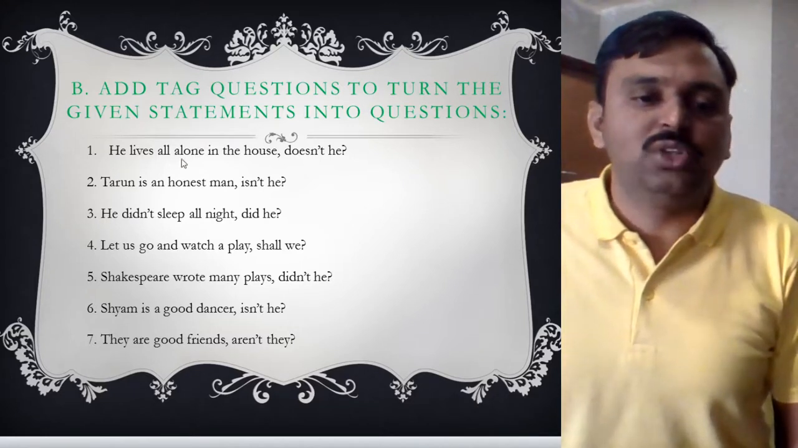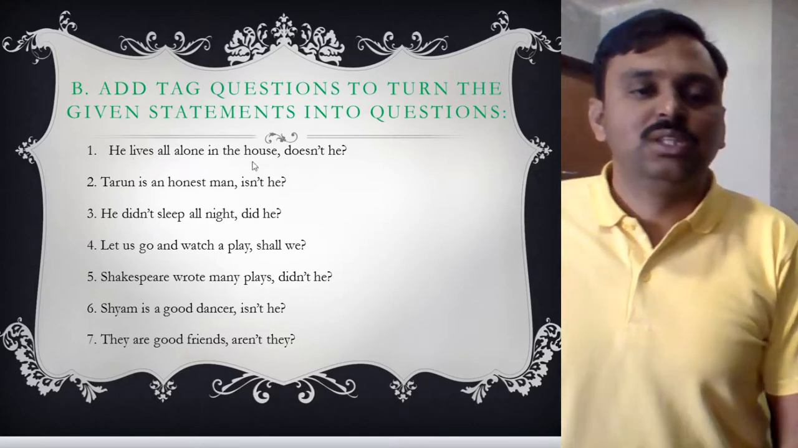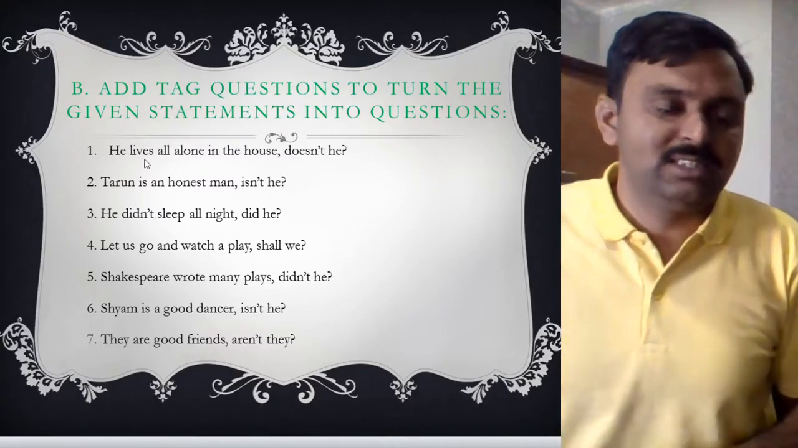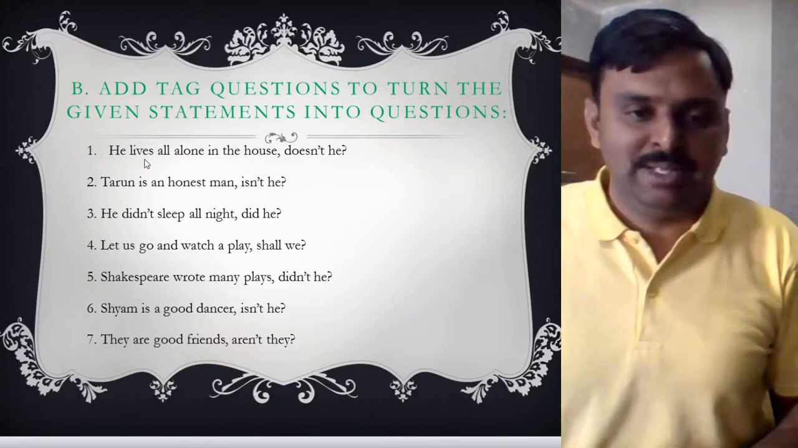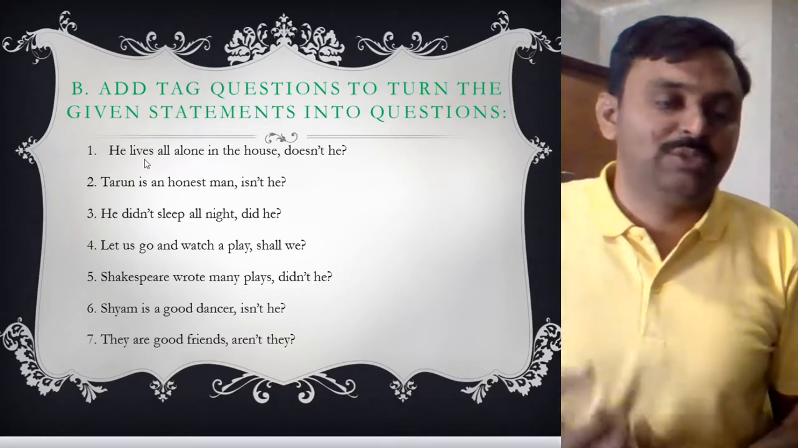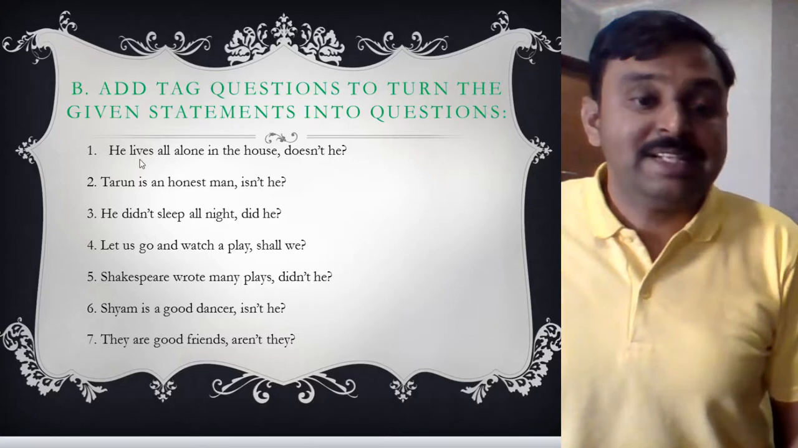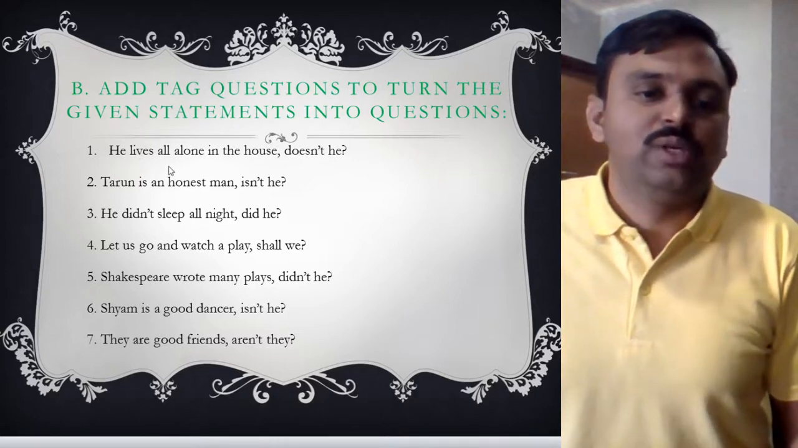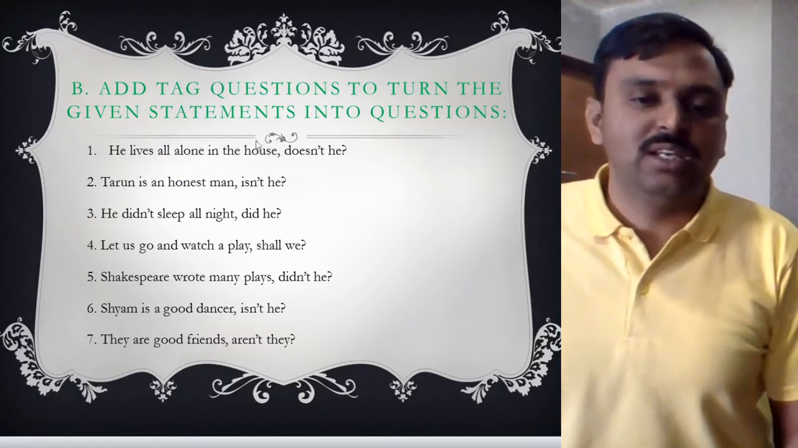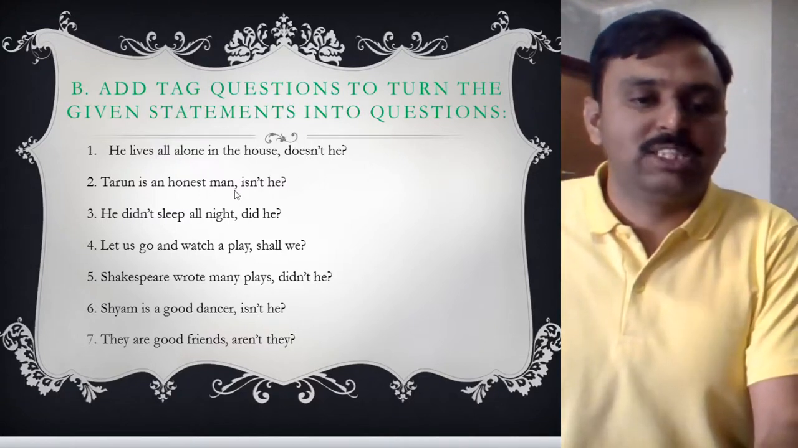Like, he lives all alone in the house. So here, lives is given, an example of simple present tense, and a helping verb like am, is, are is not mentioned. So we'll take the do or does form from present tense. For he, we use does. Okay. So the negative form will use doesn't. And after that, the subject, he, will be used here. So doesn't he.